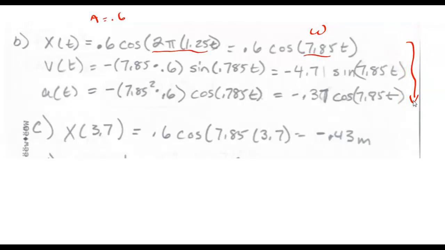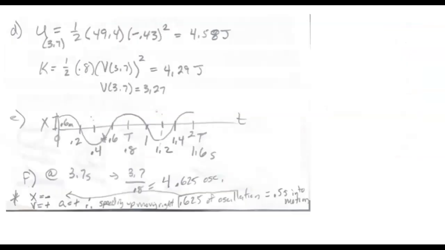Part C asked you to evaluate the position at 3.7 seconds. So time is equal to 3.7 seconds. When I did that, I got 0.6 cosine of 7.85, which is omega, times the time we're evaluating at, 3.7. Make sure you're in radian mode. That's really important. And I got negative 0.43. So it's to the left of the equilibrium position, and it's not quite at the amplitude, which is 0.6.